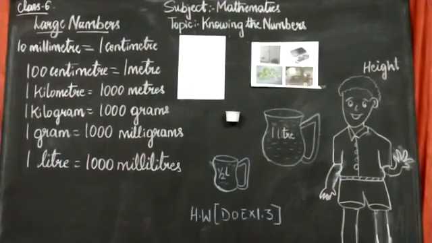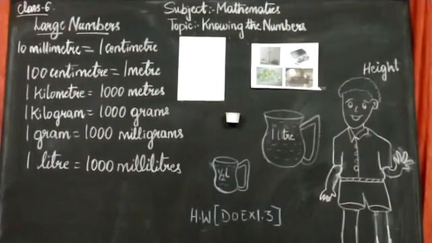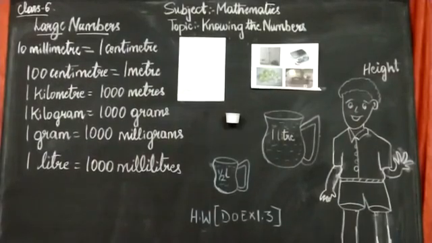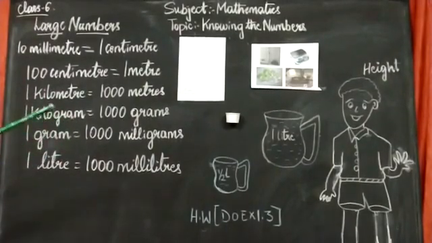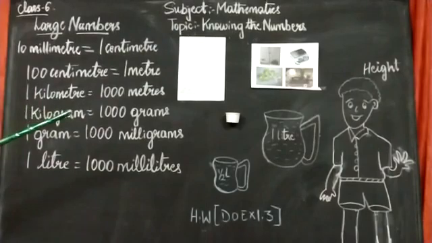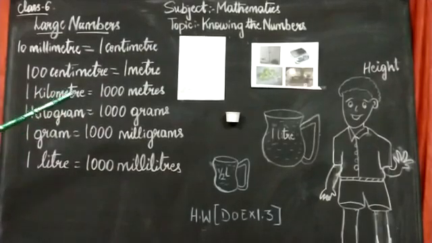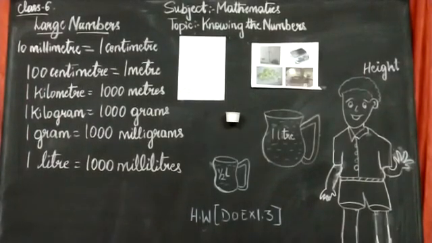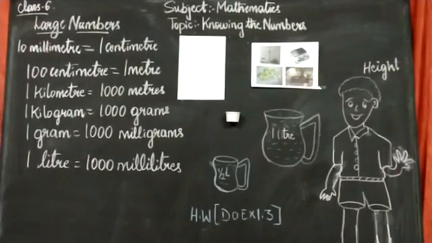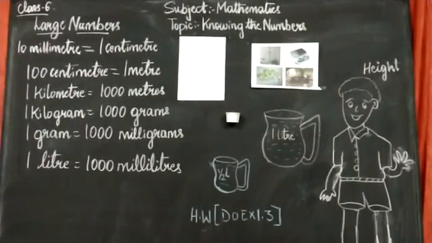Now we have observed that all these units have some common words, right? That is kilo, milli, centi and all. So, kilo is the greater unit and milli is the smaller unit. Meter, liter, gram are standard units. Kilo shows 1000 times greater while milli shows 1000 times smaller than the standard unit.